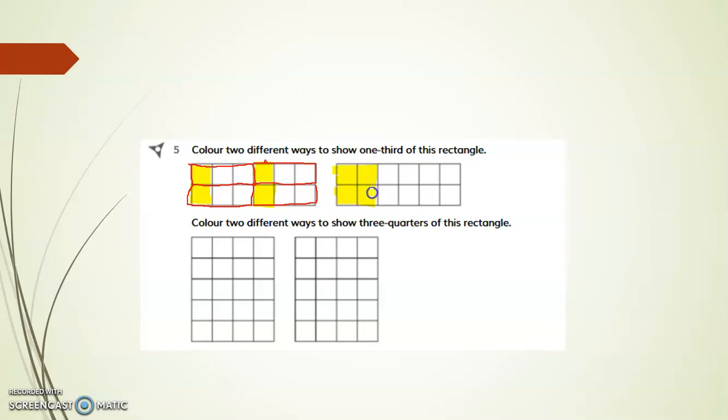This is 1/3 of this rectangle. Two different ways are shown, right? But it both represents the same fraction. Both represent 1/3 only. Now color two different ways to show 3/4 of this rectangle.